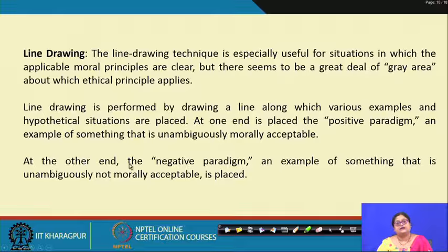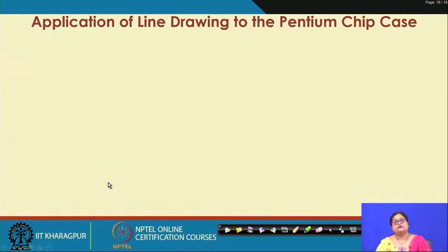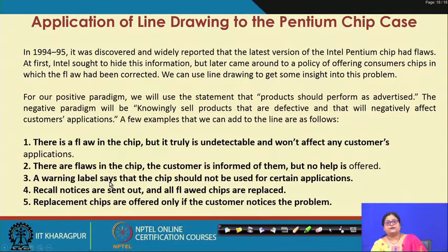At the other end is placed a negative paradigm, an example of something which is unambiguously morally not acceptable, and in between we go on increasing the line. So we will try to see the application of this in a Pentium chip case.